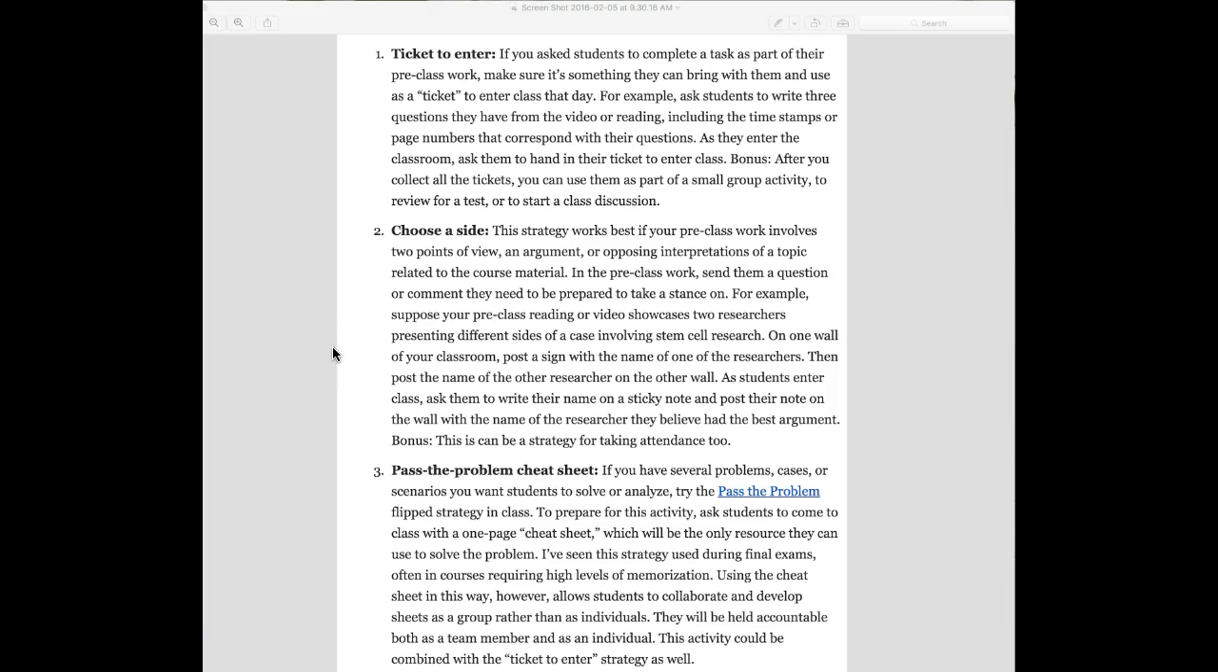So the second one is called choose a side. And so as it indicates here, the idea is that there is something that the students engaged with outside of class in which maybe there was a comparison, a contrast situation, opposing points of view, and that would be how you would get them to kind of choose a side as they came into the room.